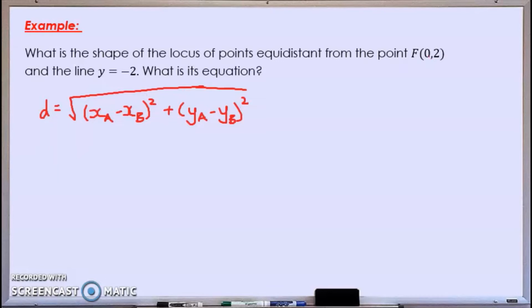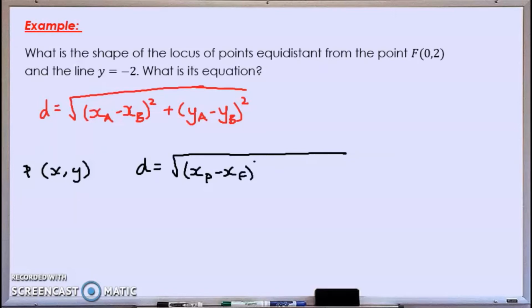Now in this case from the point, it's going to be exactly the same. So when I'm looking from a collection of points, which I would consider as my locus line, my collection of points x and y, then my distance between that and my focus will be the square root of the x of my locus of points minus the x of my focus squared, plus the y of my locus of points minus the y of my focus squared.